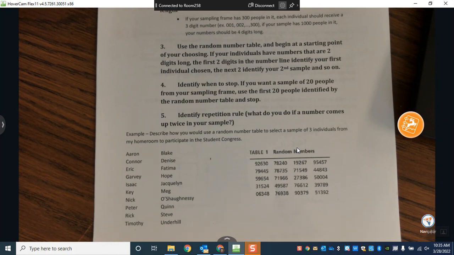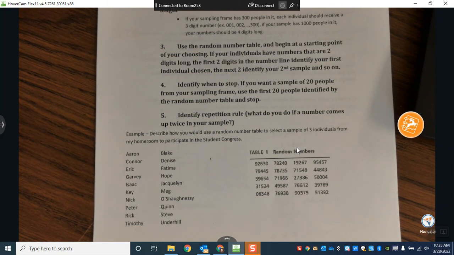It doesn't matter if it's a really big number, like let's say I was randomly selecting people from the state of Rhode Island. I don't care. You write down every Rhode Island person's name on pieces of paper. You put those papers in a big hat.